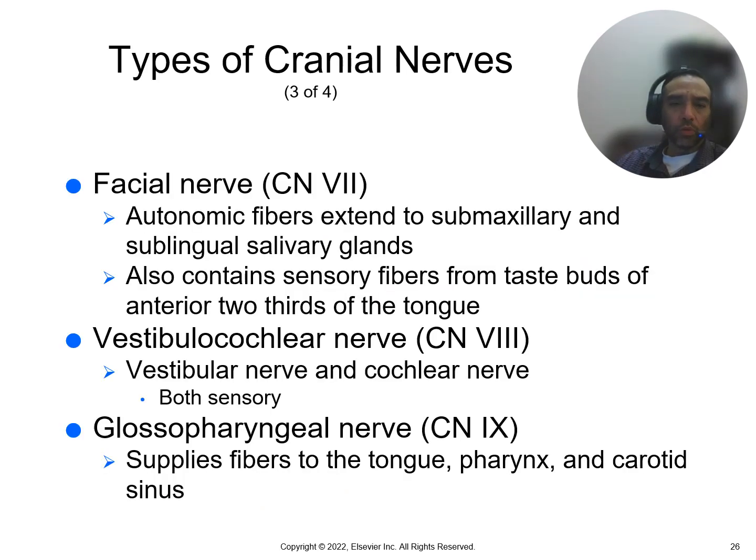Continuing with just kind of running through these, we covered these already in detail. Facial nerve, vestibulocochlear nerve, and the glossopharyngeal nerve, cranial nerves number 7, 8, and 9. A little more information on these. So like the vestibulocochlear nerve, it's both sensory. I think they meant to say both sensory and motor. So this would be one of the B's in your mnemonic. The glossopharyngeal nerve supplies fibers to the tongue, pharynx, and carotid sinus.